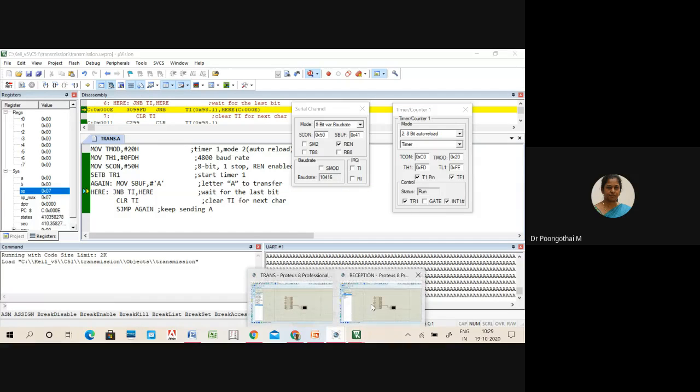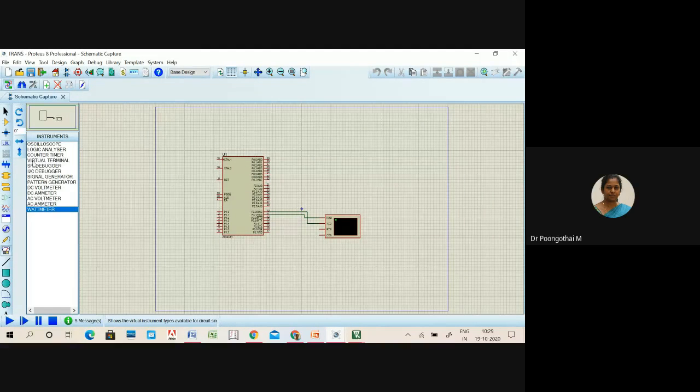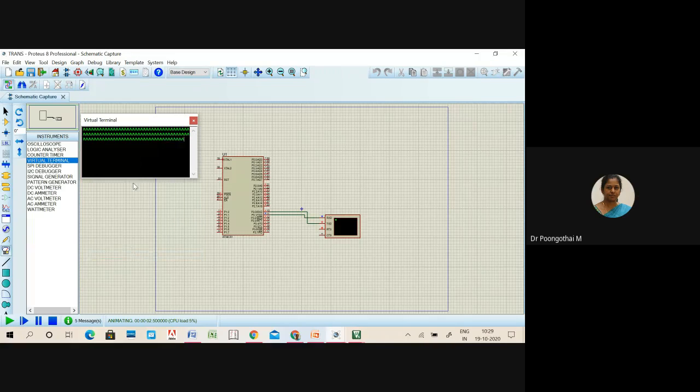In Proteus, we have a separate component to monitor your transmission, that is the virtual terminal. This component provides two signals, RXD and TXD. The RXD of the virtual terminal should be connected to the TXD of your 8051. Similarly, the TXD of the 8051 should be connected to the RXD of the virtual terminal. So you can see A is continuously transmitted out of the 8051.